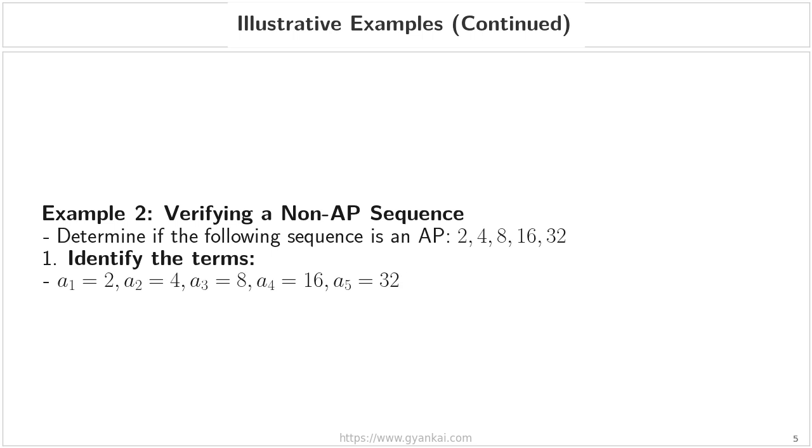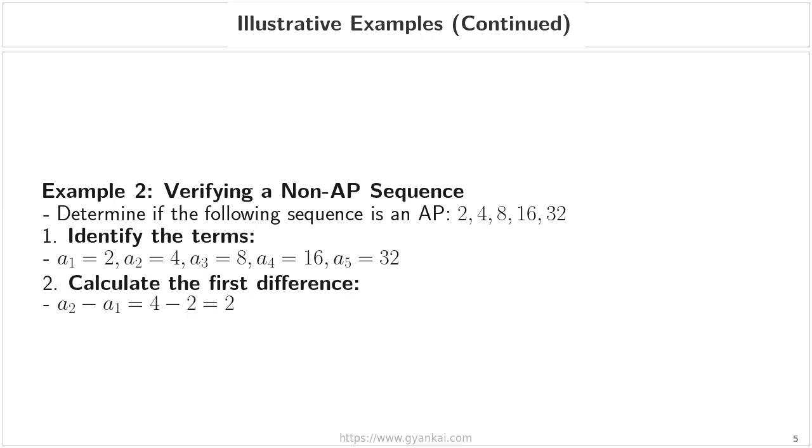First, step 1, identify the terms. We will label our terms clearly. The first term, a sub 1, is 2, the second term, a sub 2, is 4, the third term, a sub 3, is 8, the fourth term, a sub 4, is 16, and the fifth term, a sub 5, is 32. Next, step 2, calculate the first difference.